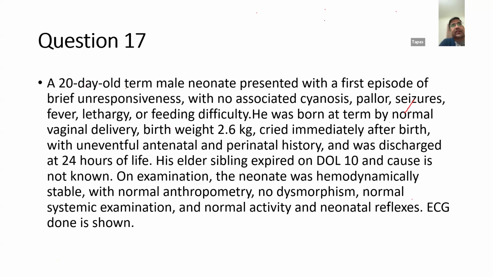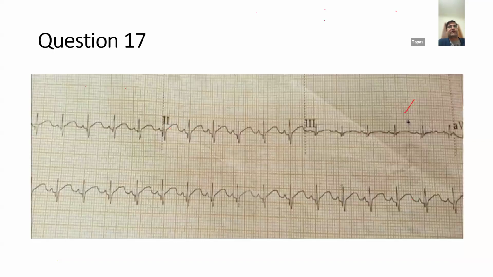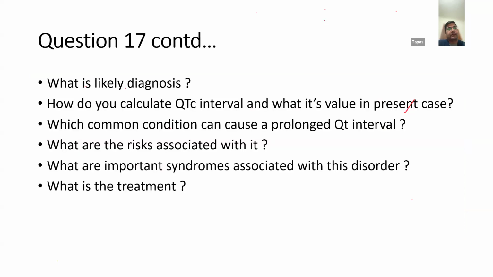On examination, the neonate was hemodynamically stable with normal anthropometry, no dysmorphism, normal systemic examination, normal activity, and neonatal reflexes. The ECG is as shown. So you see the ECG of this baby, and you can give the answers. Next question: what is the likely diagnosis? Long QT, LQTS. Okay. So how do you calculate the QT? How do you calculate the QTc interval? And what is the value in our case?